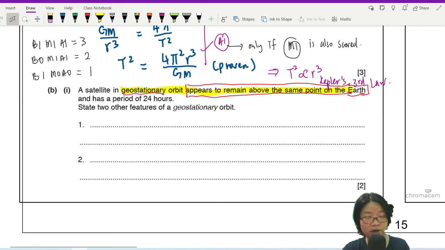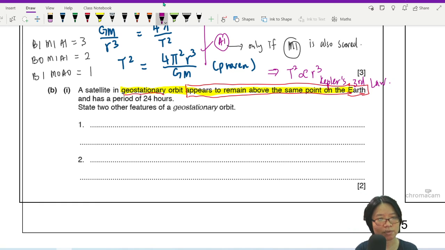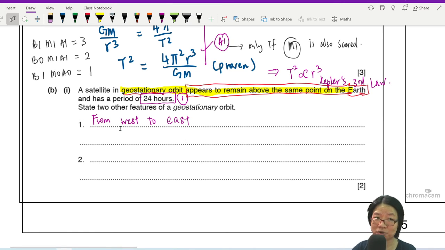So in order for that to happen, we need other features as well. The first feature here is it has a period of 24 hours. This is feature number 1. Okay. Feature number 2 for geostationary orbit is that it must rotate from west to east. If you think about how the sun rises from the east and sets in the west, it means that the Earth is rotating from west to east.